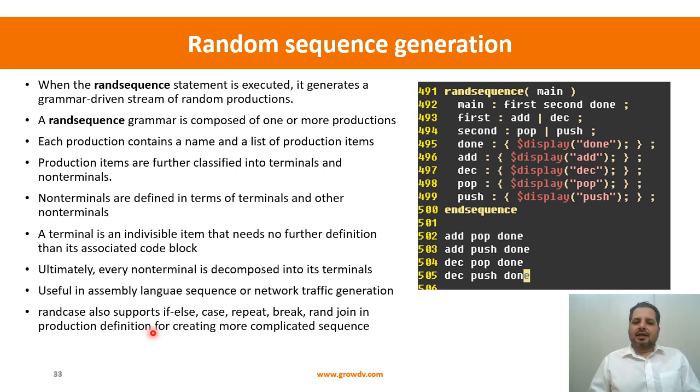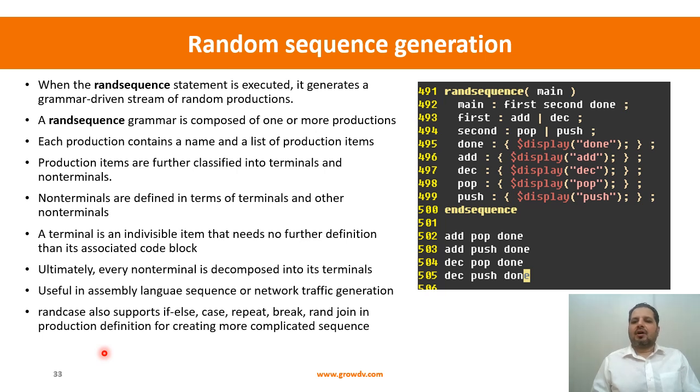And this rand sequence is a very powerful construct. We are not going very deep into it. It's not a very frequently used construct that I have seen, but it exists. Inside each production that we define, we can again use if else, case, repeat, break, rand join in the production definition, which can lead to the creation of very complicated sequences. So it's very powerful. If you do any processor type of verification, then you might come across the usage of rand sequence to generate random assembly type of code.